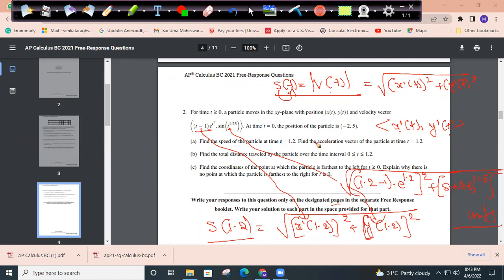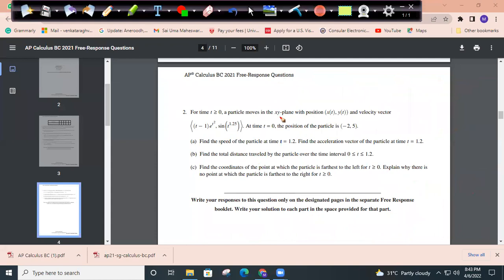Now I need to find the acceleration vector. So how do you find the acceleration vector when the velocity vector is given or when the position vector is given? The relation between the acceleration vector and the position vector is x double dash of t into i plus y double dash of t into j. This is the relation between position and acceleration. Acceleration, if you want to write it in these terms, you can write it as x double dash of t comma y double dash of t, which will give you the acceleration of the given particle at any time.